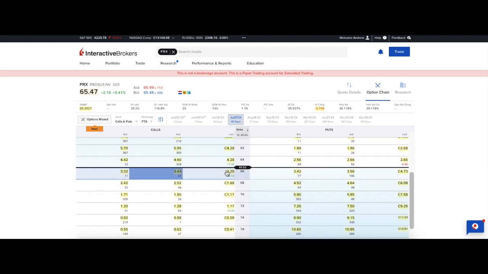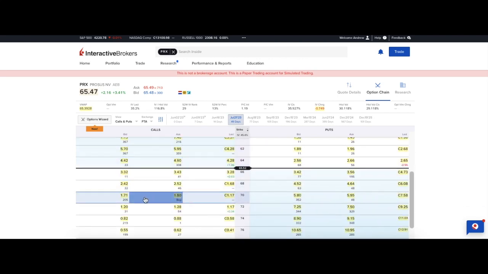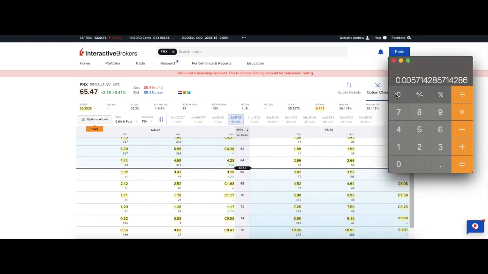Now let's go out to 49 days. For 49 days out, we're looking at somewhere between 171 and 180. Let's call it 175, somewhere in the middle. So $1.75 times 100, divided by 7,000, because that's how many we'd have to sell.